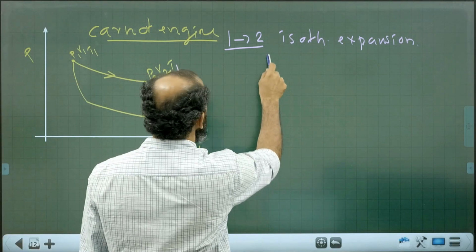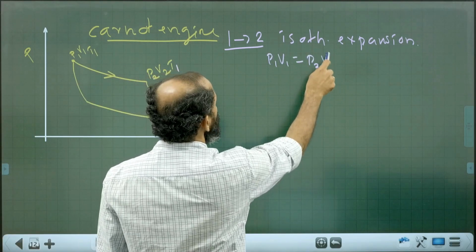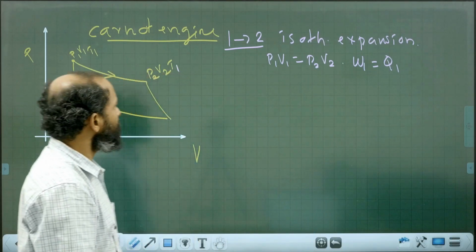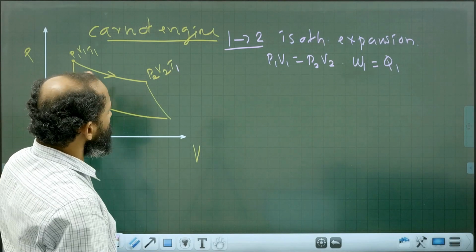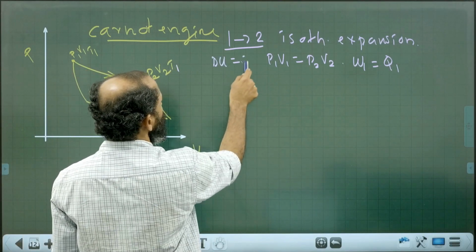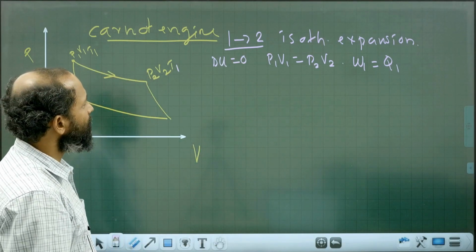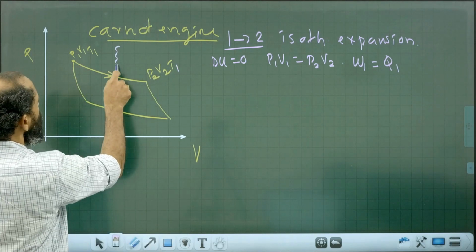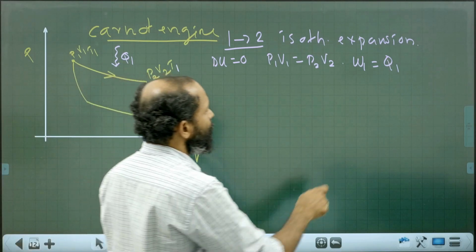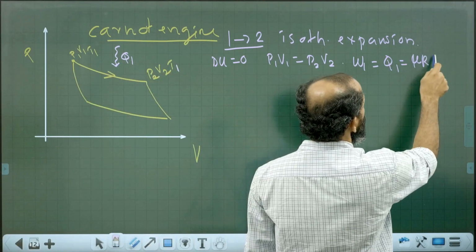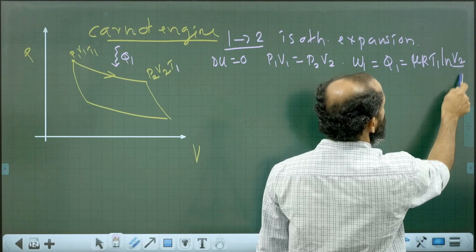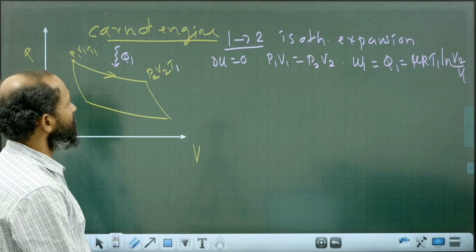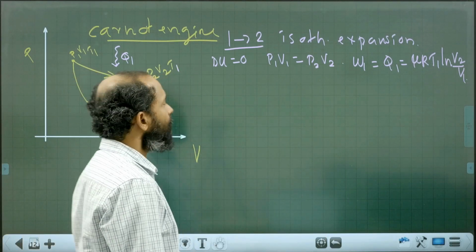What is the equation of state? P1 V1 equals P2 V2. What is the work performed? W1 is equal to heat transferred. In that process, being isothermal, delta U is equal to 0. No change in internal energy, so entire work is converted into heat. Work is positive, so heat transfer is also positive. So heat is absorbed during that process. That absorbed heat is equal to the work performed, which is equal to mu R T1 log V2 divided by V1. Delta U is equal to 0. That is isothermal expansion. Equation of state P1 V1 is equal to P2 V2.